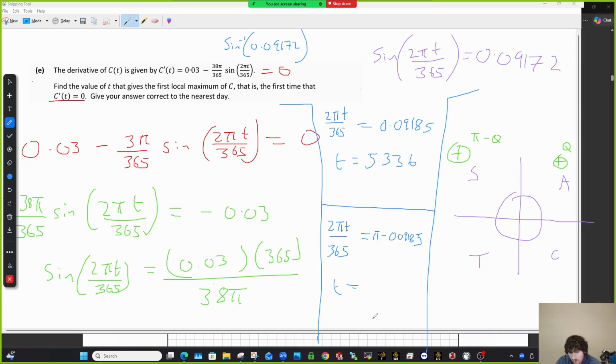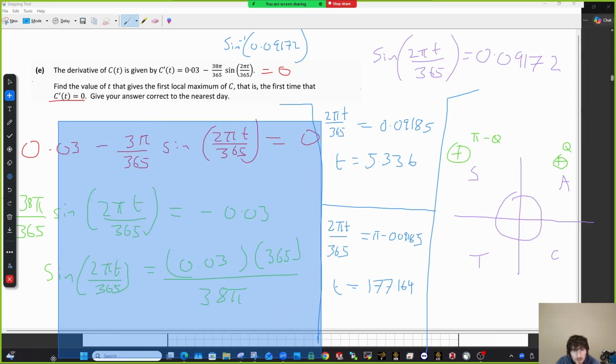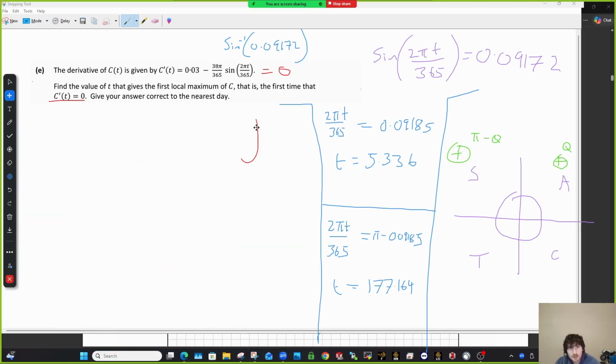So then we go pi minus 0.09185. Multiply that by 365 divided by 2 pi. And you get this other one, which is 177.164. Okay. So the idea is there are two t values. Now one of them gives a maximum and one of them gives a minimum. So they're for the two turning points. So how do we work out which gives the max and the min? There's two ways to do this.